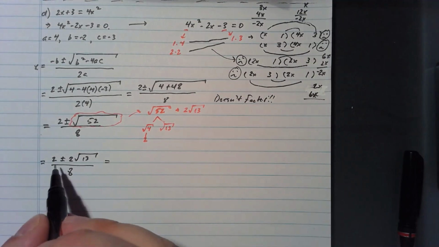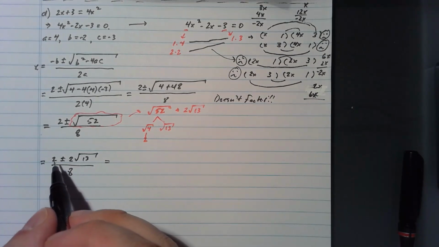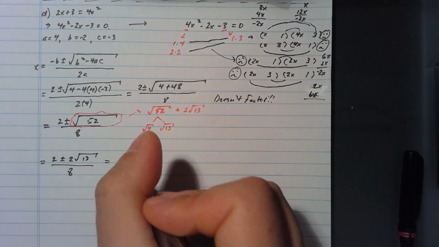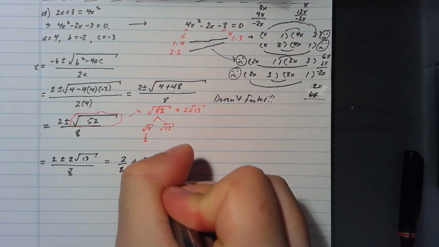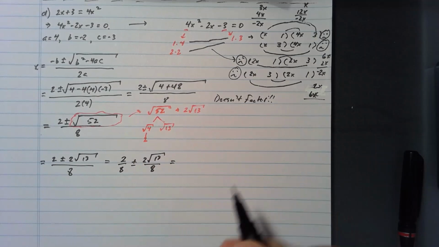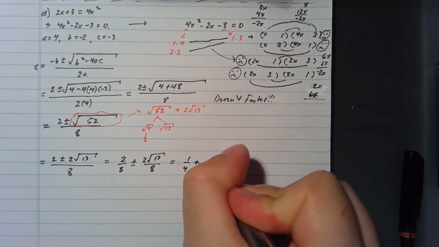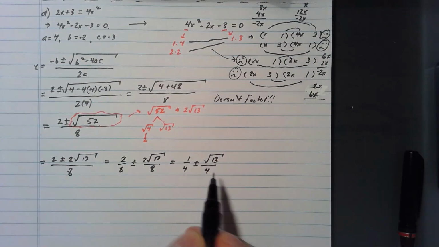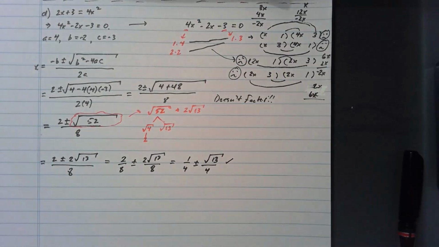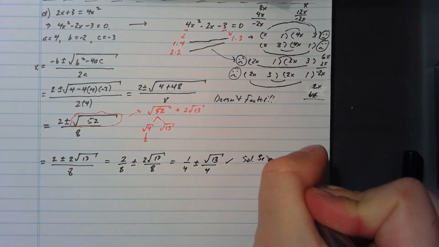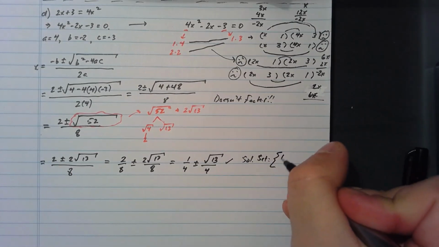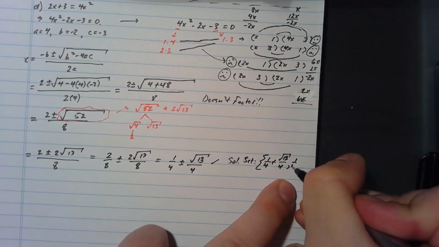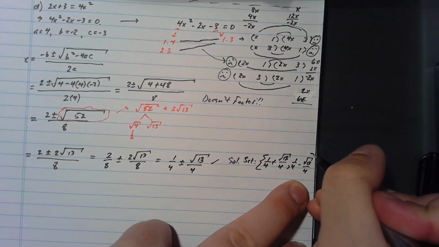Okay, so if I go here, I could reduce this down, right? The 2 goes in the 8, right? So this is going to be 1/4 plus or minus 1/4 with root 13 here. So I could just break this up and write this as 2 over 8 plus or minus 2 root 13 over 8. All right, 2/8 is 1/4 plus or minus root 13 over 4, because the 2 and the 8 reduce to 1/4. So those are my solutions. So my solution set is 1/4 plus root 13 over 4 and 1/4 minus root 13 over 4.